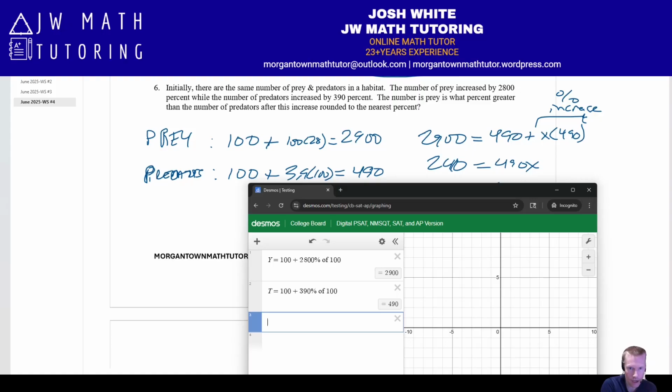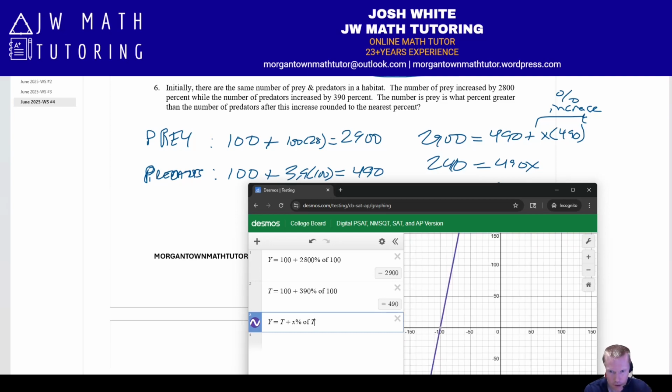So essentially we've got y equals t plus x percent of t. So we could do it this way. No, that's not going to work properly. All right, so let's forget that. Just trying to see if we do regression.